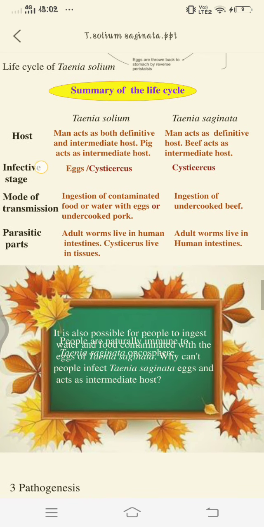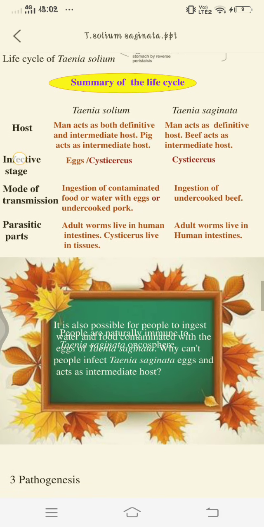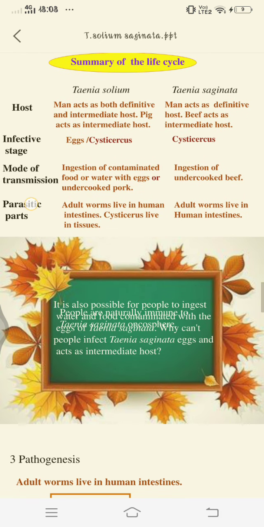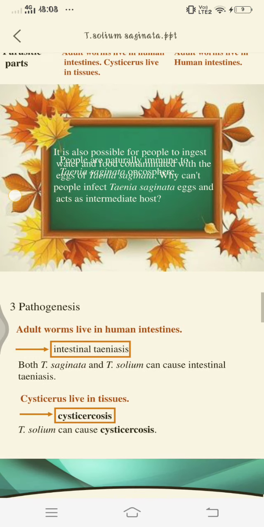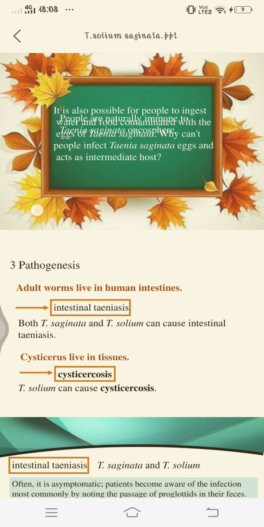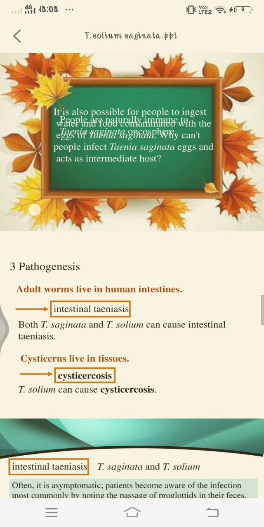Why can't people be infected by Taenia saginata eggs and act as intermediate hosts? So this is a thinking point. And pathogenesis: adult worms live in the human intestine, so it is known as intestinal taeniasis. So both saginata and solium can cause intestinal taeniasis.